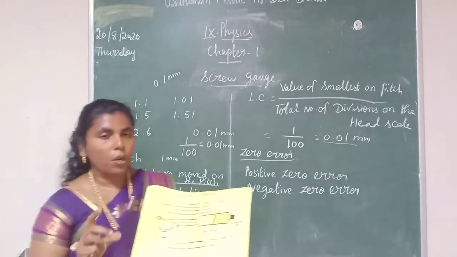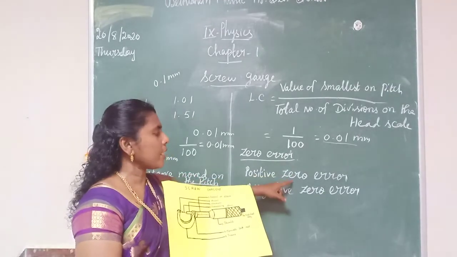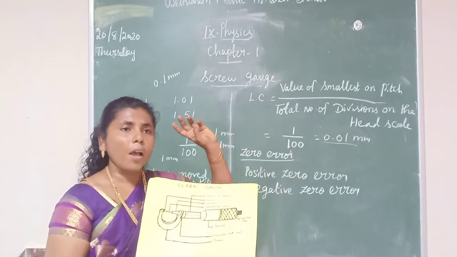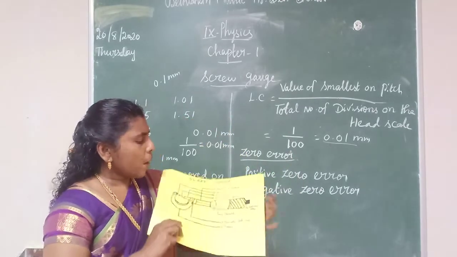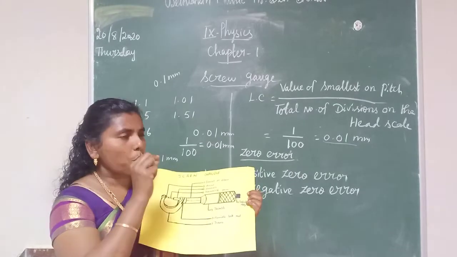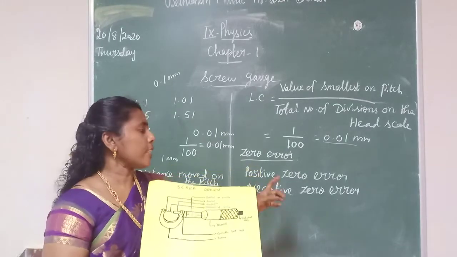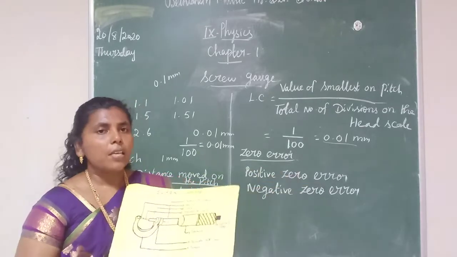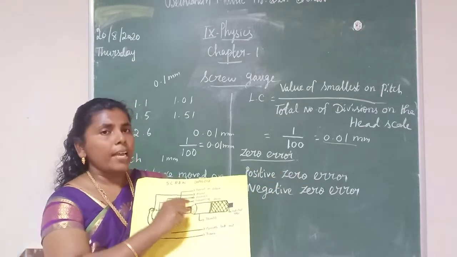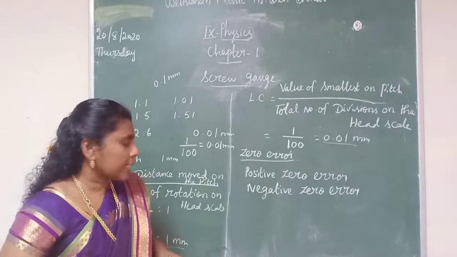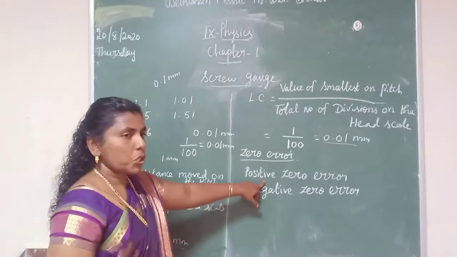First we have to find out whether it is a positive error or a negative error. The positive error means the 0 of the head scale lies below the pitch scale axis. The 0 of the head scale lying below the pitch scale axis is called positive zero error.